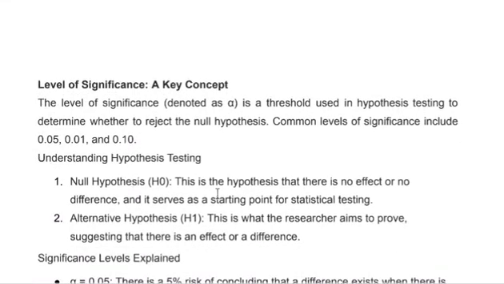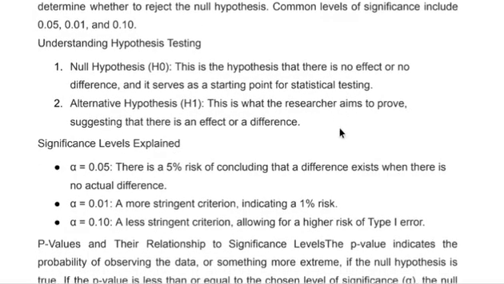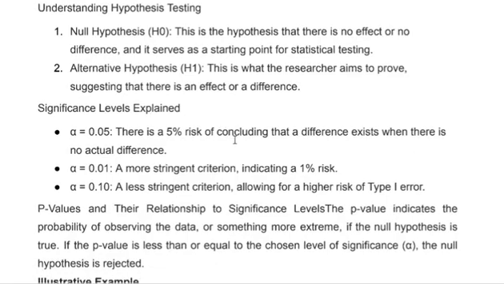Understanding hypothesis testing. Null hypothesis, H0. This is the hypothesis that there is no effect or no difference, and it serves as a starting point for statistical testing. Alternative hypothesis, H1. This is what the researcher aims to prove, suggesting that there is an effect or a difference.